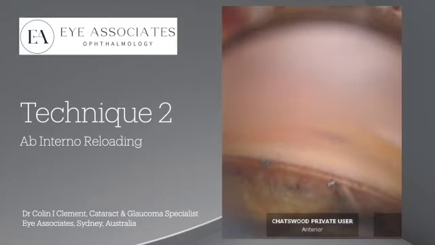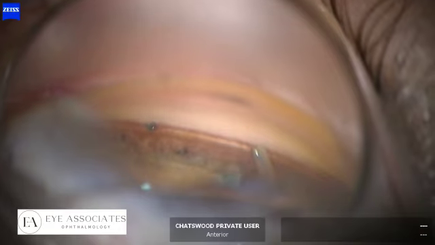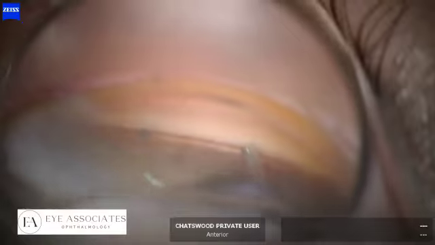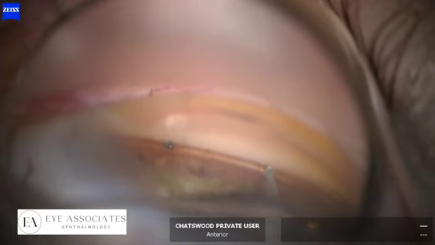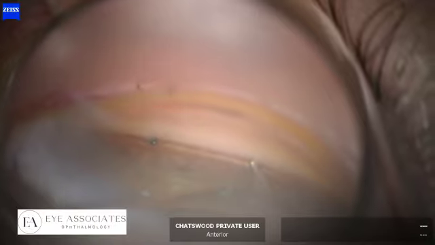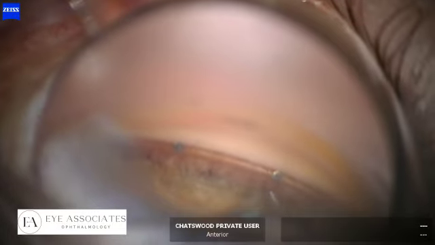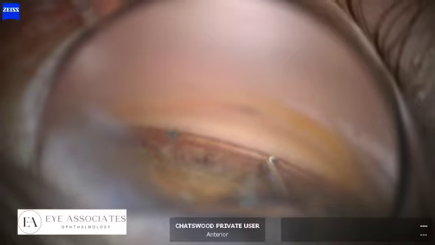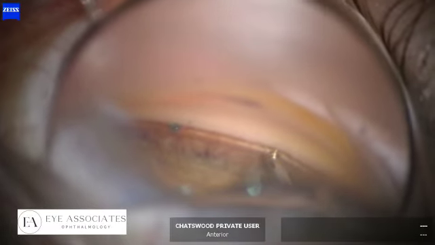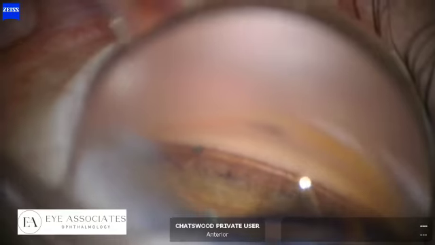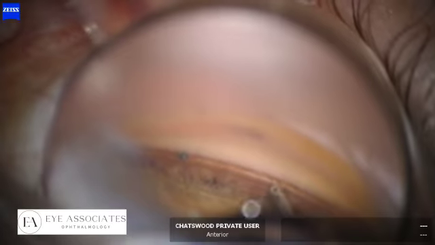The second technique to observe is the ab interno technique, whereby the stent is left in the anterior chamber and re-threaded onto the trocar. In this case, there's partial implantation of the stent, and as I am trying to improve the position of the stent so that its head is fully within the Schlemm's canal, the stent is inadvertently dislodged, as seen here.